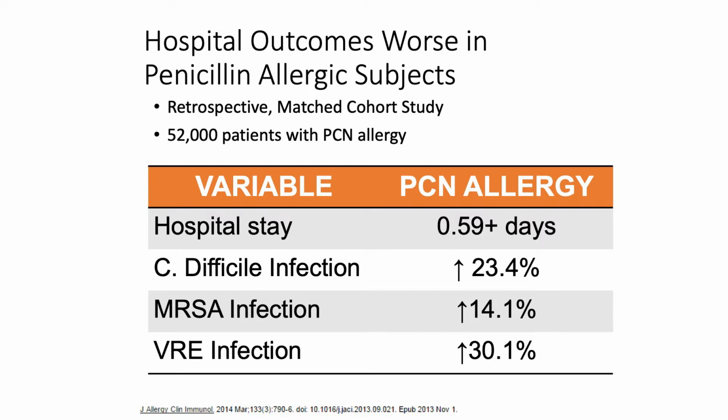And as you can see, the patients who have penicillin allergy on their chart did not do as well as their matched cohort. And these patients were matched by age, underlying illness, reason for hospitalization, and acuity in the hospital, so ICU versus floor, etc. And as you can see, they stay in the hospital longer, they have a lot more C. diff, MRSA, and VRE, nothing that we want.